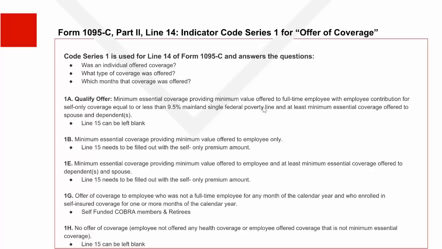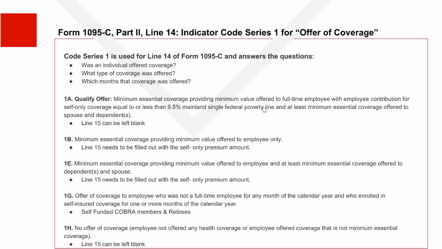Then we have 1B, which shows the IRS that you did offer minimum essential coverage providing minimum value, but you only offered it to the employee, as opposed to 1A, where you offered it not only to the employee but to the spouse and dependents as well. So those are two of the major ones that we'll see. And with 1B, unlike 1A, you will need to fill out line 15 and put in the self-only premium amount. That means the premium amount for the employee only, the lowest cost premium for the employee only.